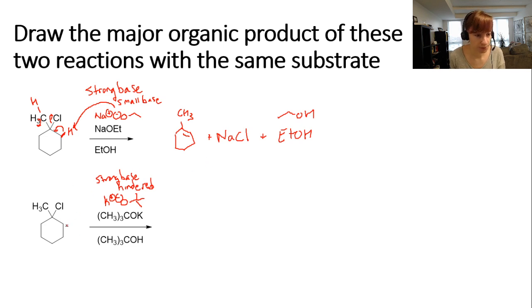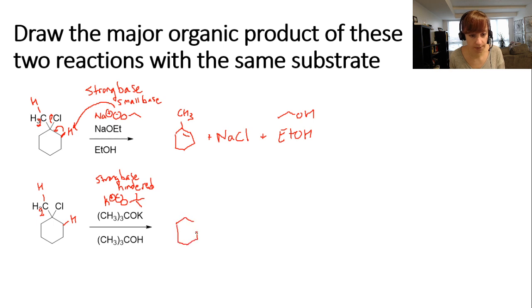Now, when it comes to our strong base but hindered, it wants to take this proton, but it can't fit. That chlorine blocks its way. It's too big. So it is going to take the most easily accessible proton, which is off of the methyl group.